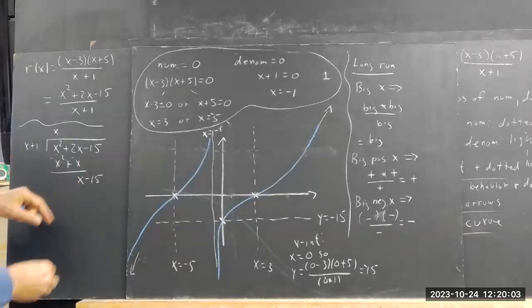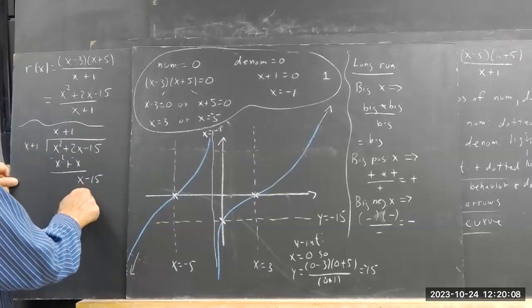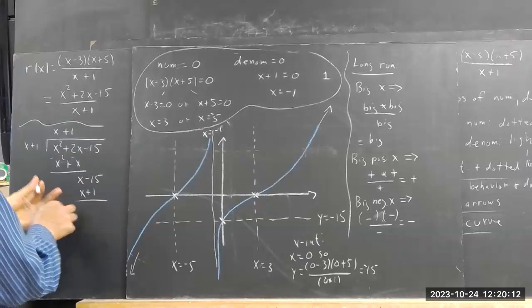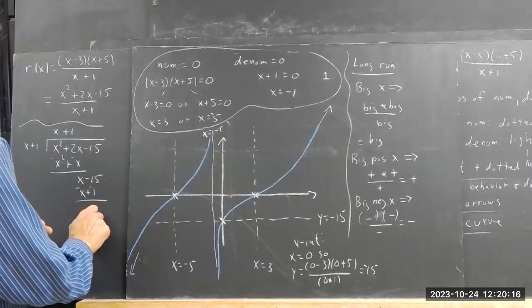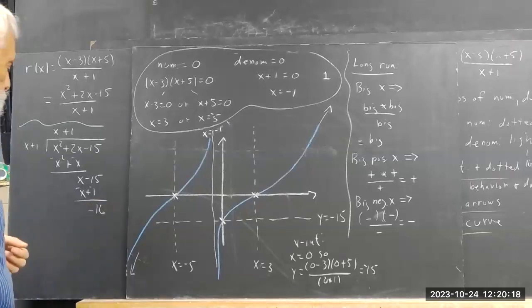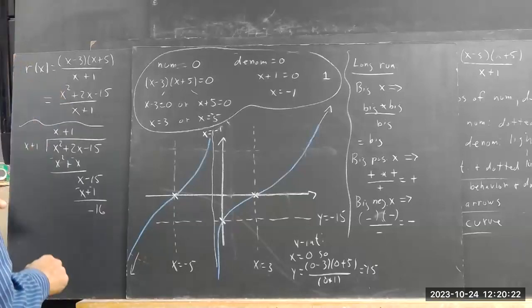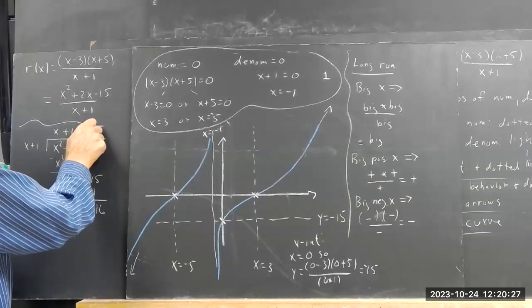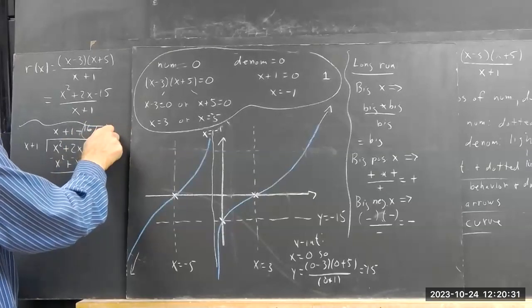Well, x goes into x one time. And I get x plus 1. And I get then a remainder of minus 16, because I put my minuses here. Meaning that when I divide this, I get x plus 1 minus 16 over x plus 1.